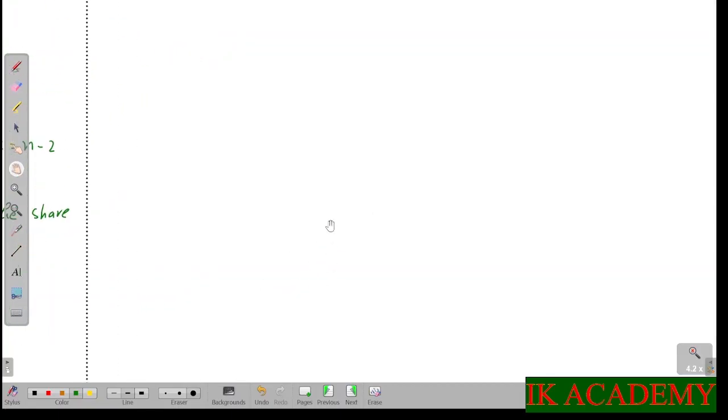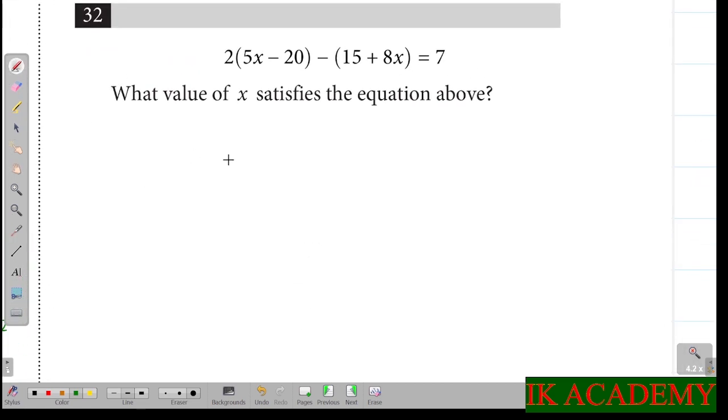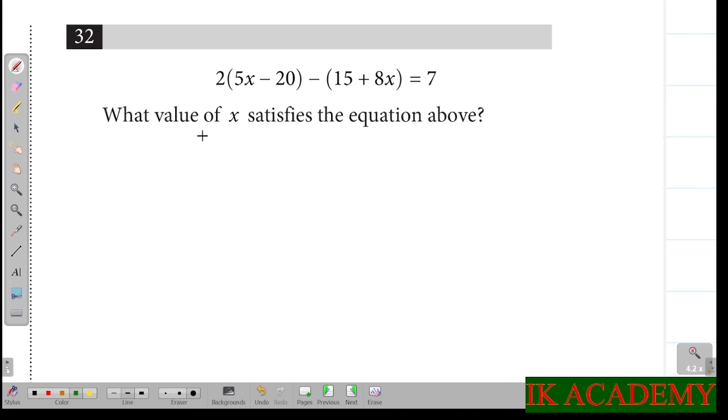Our next question is question number 32, which says what value of x satisfies the equation above. So we need to solve this to find the value of x. First, I'm going to write down the equation, which is 2 into 5x minus 20 minus 15 plus 8x is equal to 7. So I'm going to open the brackets. So 2 5s are 10x, minus 2 20s are 40, minus into 15 minus 15, minus into plus 8 minus 8x is equal to 7.